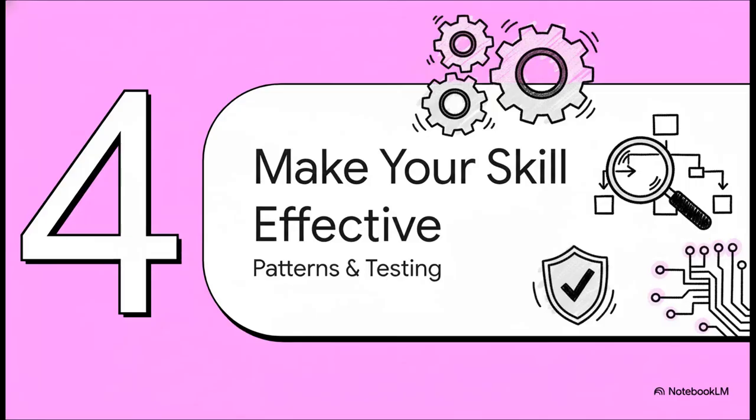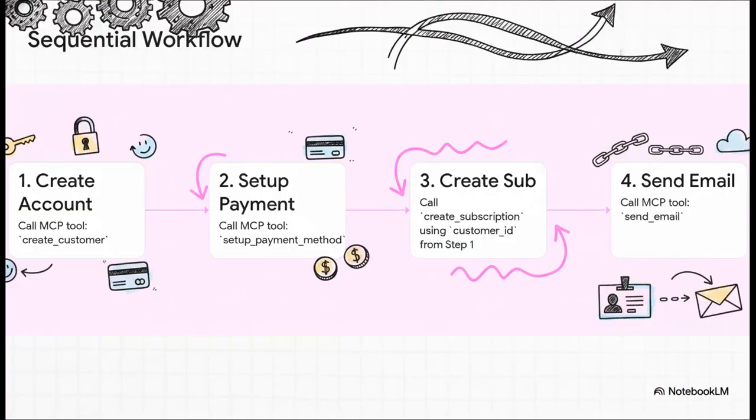Okay, so you've written a skill. Awesome. But how do you make sure it actually works well? Let's talk about some common patterns and, just as importantly, how to test your work. One of the most powerful patterns you'll use is for sequential workflows. This is perfect for any process where the order of operations is critical. I mean, look at this new customer onboarding example. You can't create a subscription in step 3 until you have the customer ID from step 1, right? A skill can manage all of those dependencies for you flawlessly.